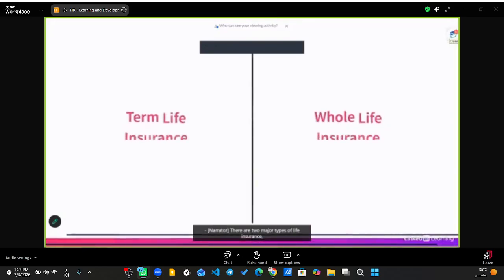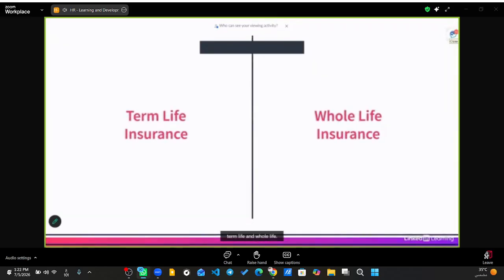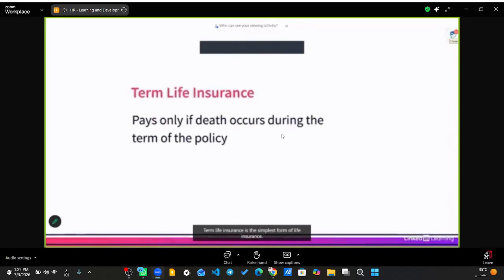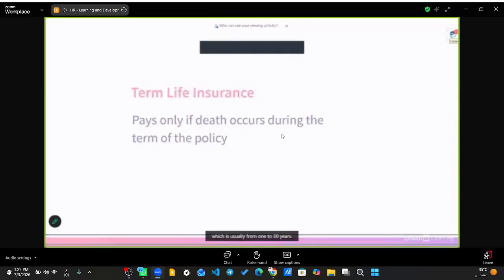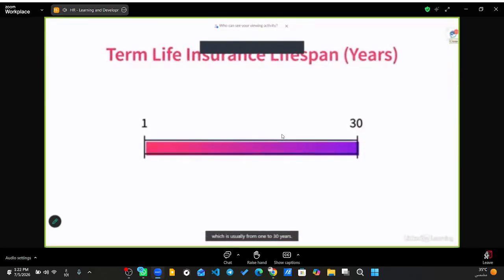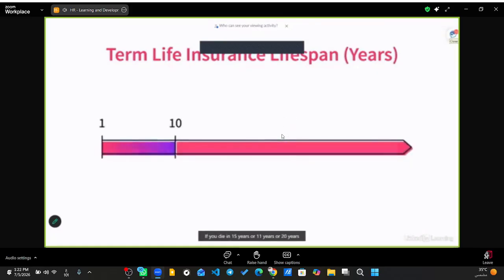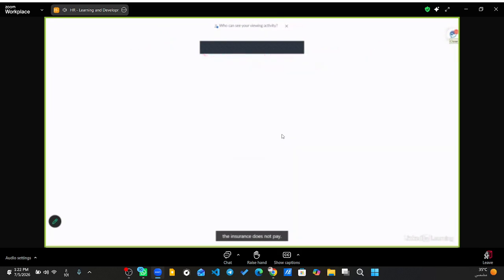There are two major types of life insurance: term life and whole life. Term life insurance is the simplest form of life insurance. It pays only if death occurs during the term of the policy, which is usually from 1 to 30 years. Basically, you buy term life insurance, say with a 10-year term. Then if you die in the next 10 years, the insurance pays out to your family. If you die in 15 years or 11 years or 20 years, the insurance does not pay.